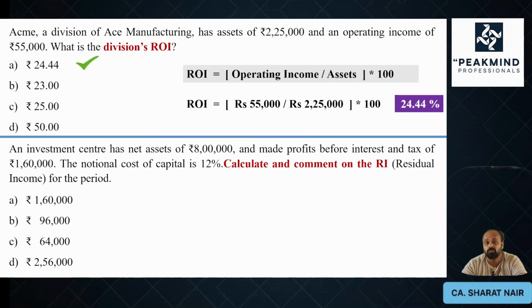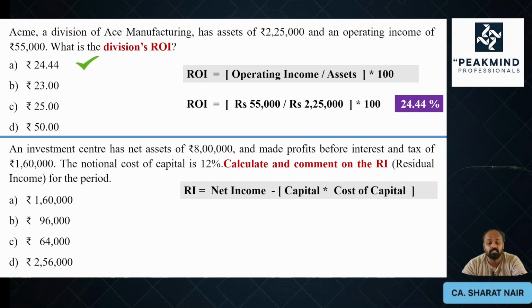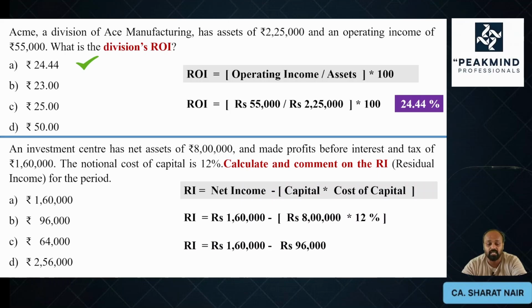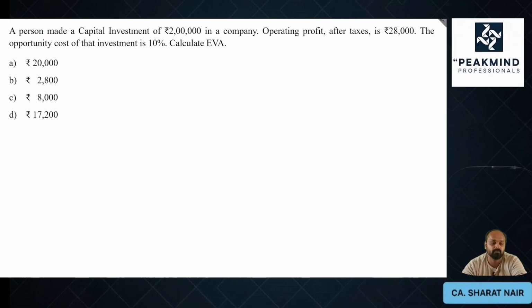Next question is based on residual income. Residual income will be net income minus capital employed into cost of capital. Net income is given in the question, which is 1,60,000. Capital we are assuming to be 8 lakh because the question gives the net assets as 8 lakh. So 8 lakh into 12%. So 1,60,000 minus 96,000 will come to 64,000. So the extra income which I have earned is 64,000. So correct option is option C, 64,000.